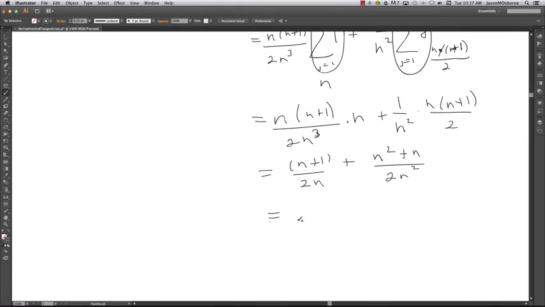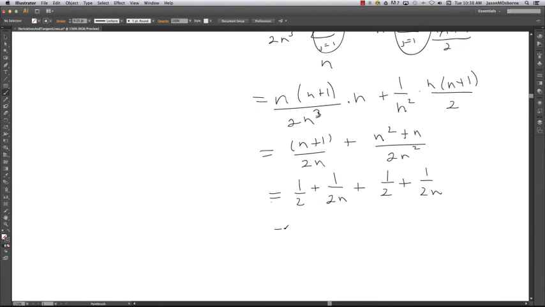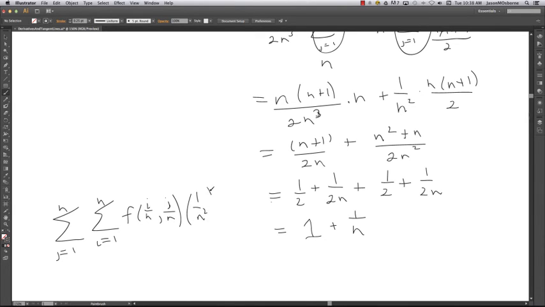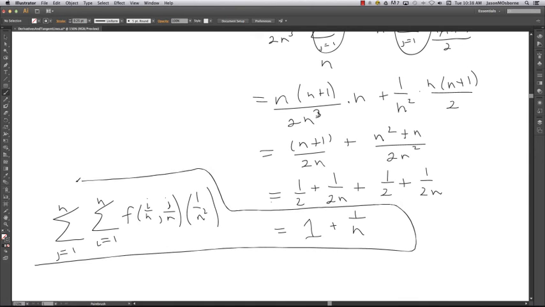Just simplifying this a little bit because we know we're going to have to compute a limit now. This would be 1 half plus 1 over 2n, and this would be 1 half plus n over n squared. What is that? 1 over 2n. So 1 half plus 1 half is 1, and this would be 1 over n. So that double sum we just did, j equals 1 to n, summation i equals 1 to n, adding up all the boxes, i over n for x, j over n for y, and then the area of the base was 1 over n squared. That is the end of step one.